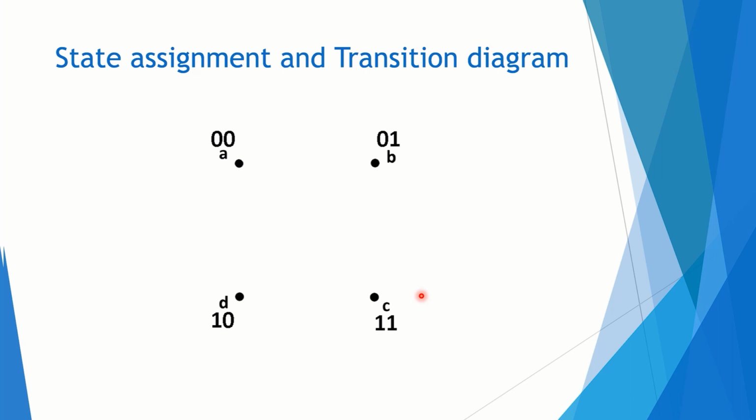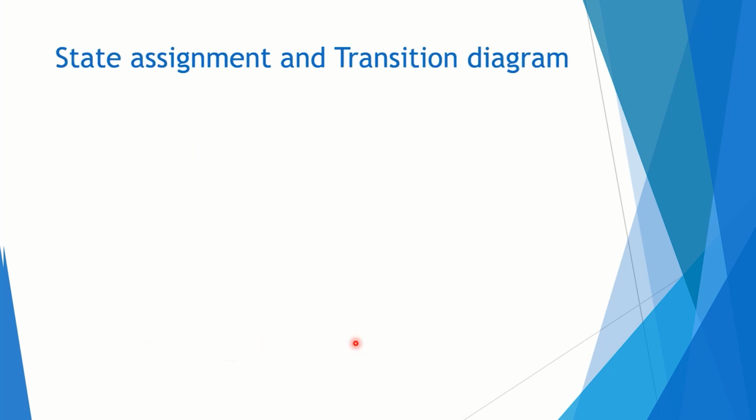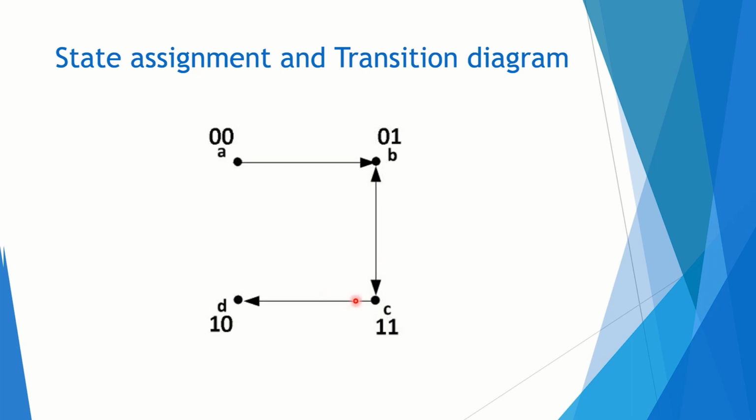Now according to this I'll make the transition diagram. Let's see here: A to B and A to D are there. Then B to C, and C to B. And C to D. And then D to A. So let us see the state assignment. A to B, B to C and C to B. There are both directions, and C to D. And A to D and D to A.